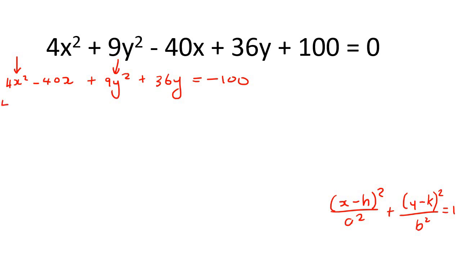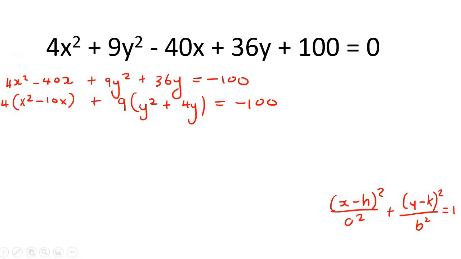So you're going to take out a common factor of 4, and you're going to be left with x squared minus 10x for that part. For this one, you're going to take out a 9, and you're going to be left with y squared plus 4y. And that's going to be equal to negative 100. Okay, so that's step 1. Make sure that the x squared and the y squared do not have a number in the front.